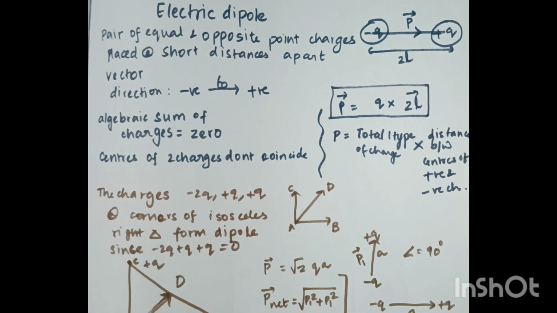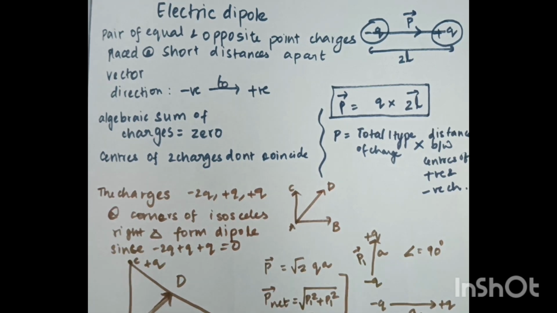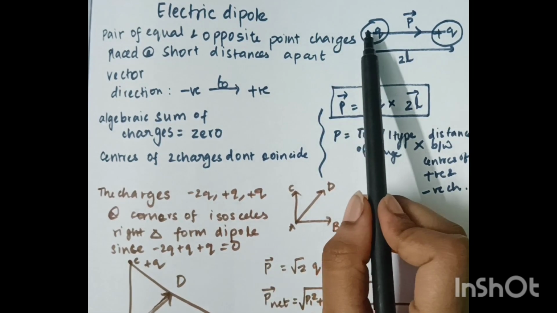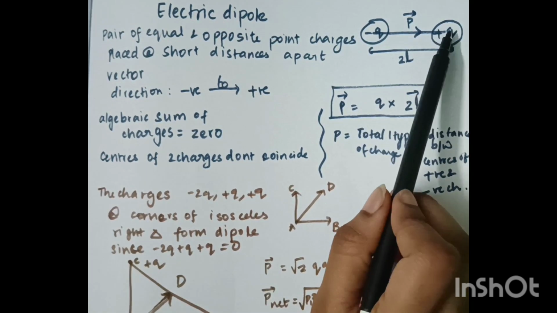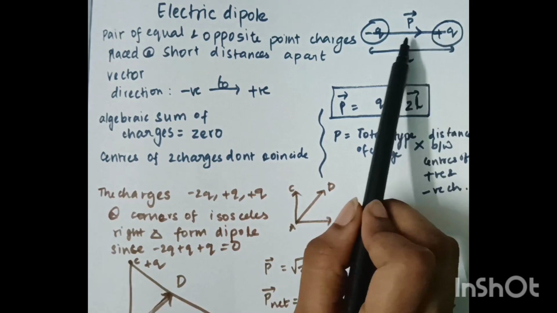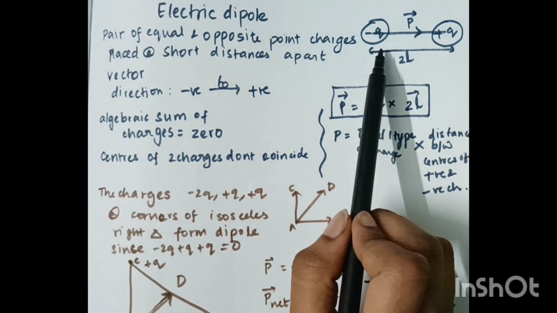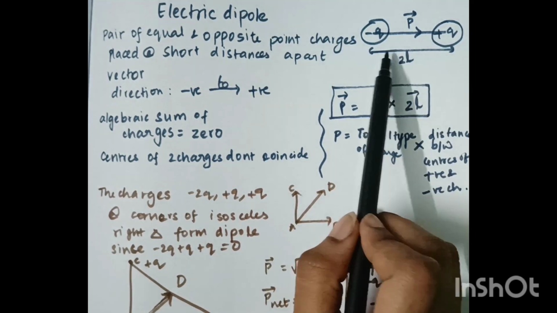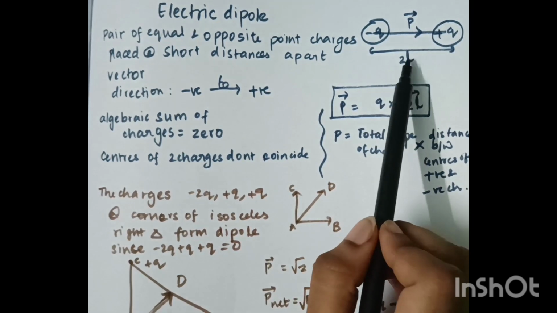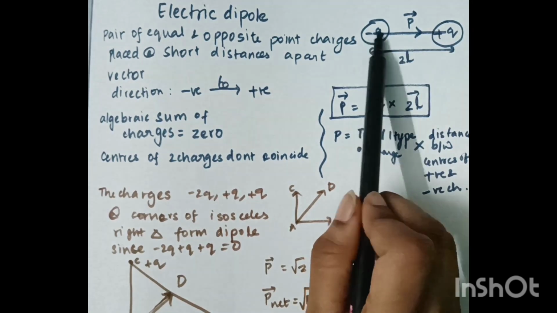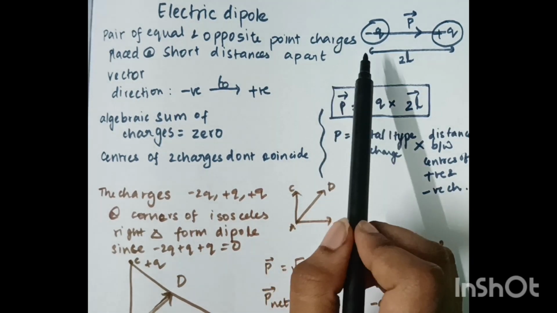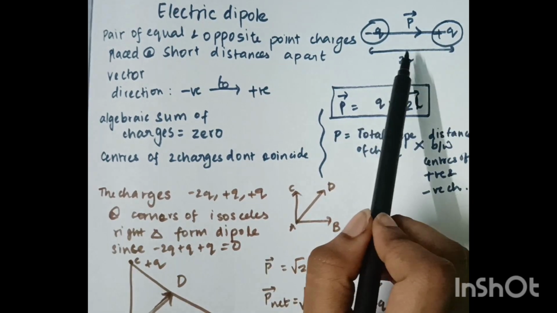Electric dipole. A pair of equal and opposite point charges placed a short distance apart is called an electric dipole. Here there is a negative charge minus q and here a positive charge plus q, and both magnitudes are equal. If this is minus 5 coulomb, this should be plus 5 coulomb, and the distance between them is 2l. We can even take it as a, but here we are writing it as 2l. Then this constitutes a dipole.